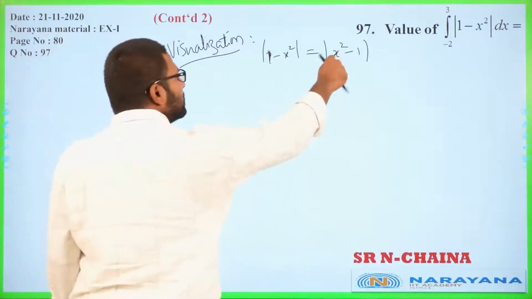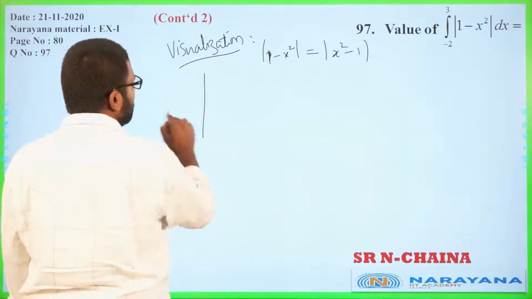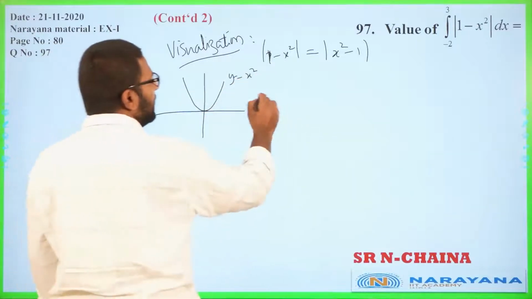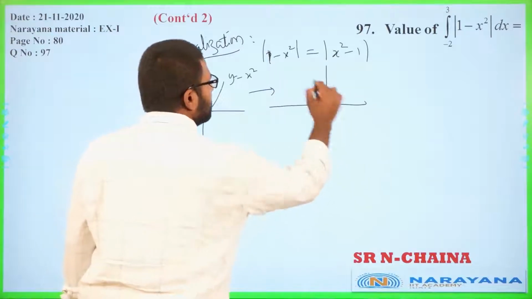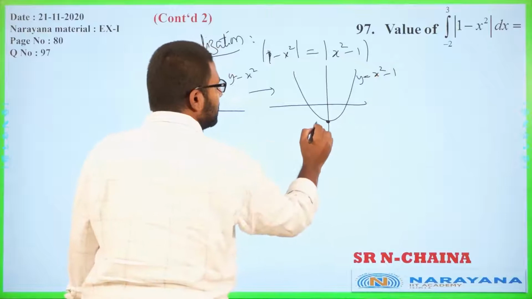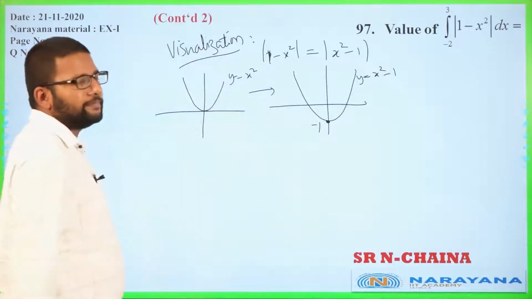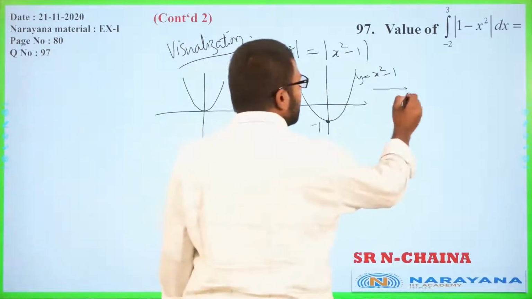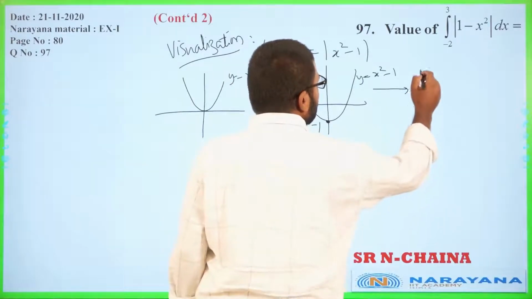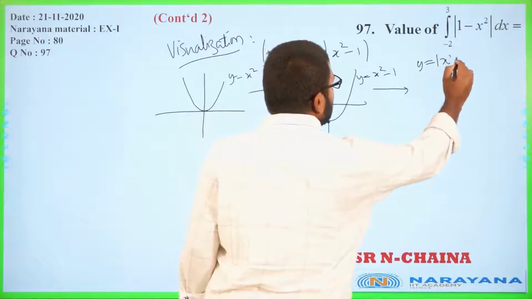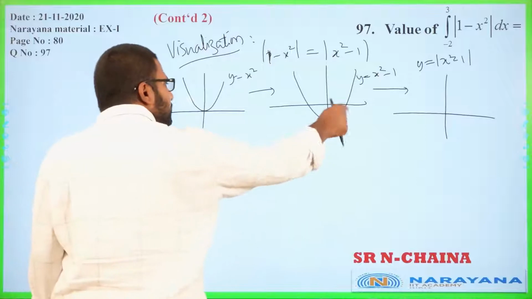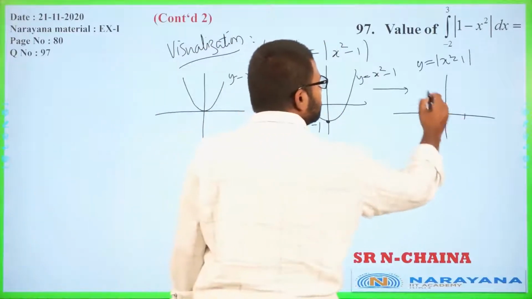Now, why are we doing this? Because this is easy to plot. How? We know this is the graph of y equal to x square, which means this is the graph of y equal to x square minus 1. It has just gone down by 1 unit. And now from this I need the mod, so I need y is equal to mod of x square minus 1. So the negative part you reflect it upwards.